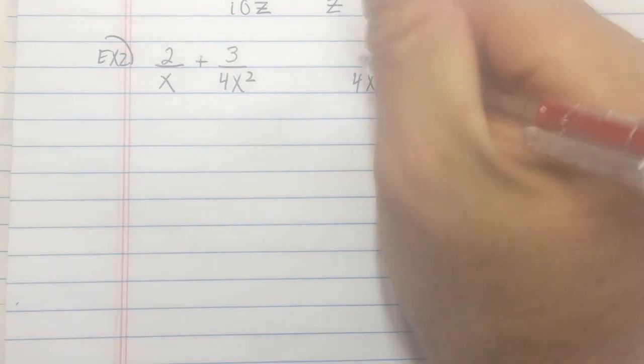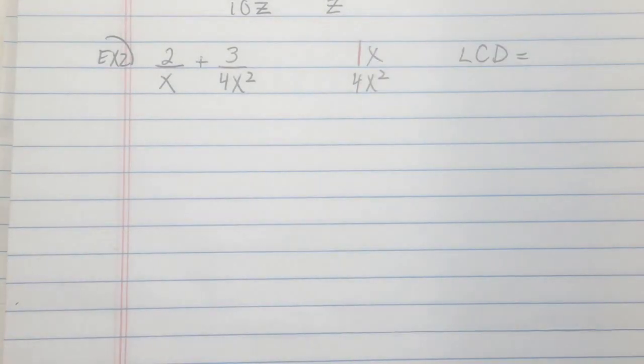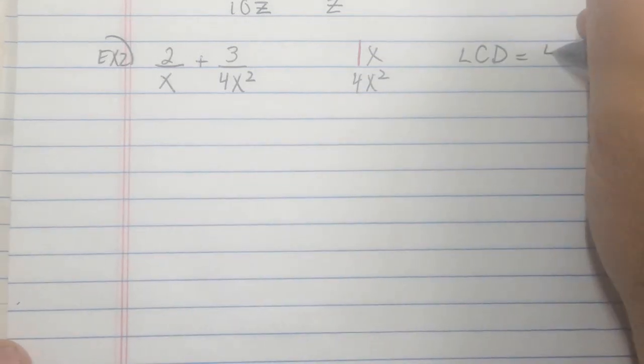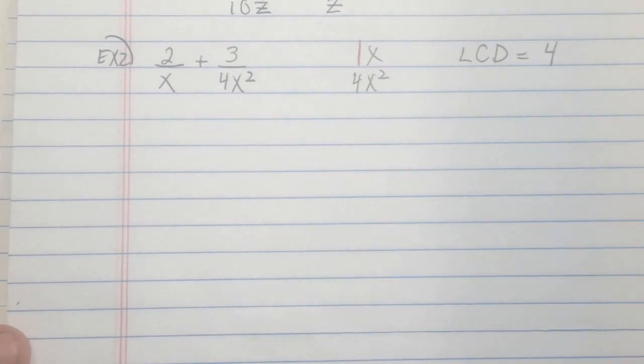Keep in mind, even though you don't see it, that coefficient there is 1. So when we're looking at numbers 1 and 4, if we're just dealing with the coefficients, what number will 1 and 4 both go into? The answer then is 4.